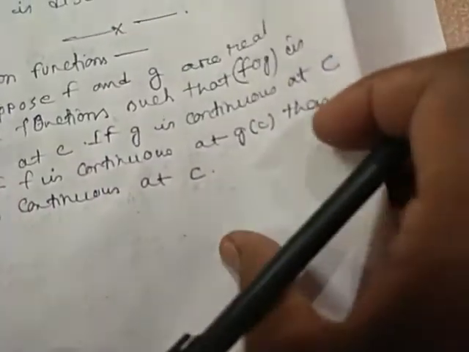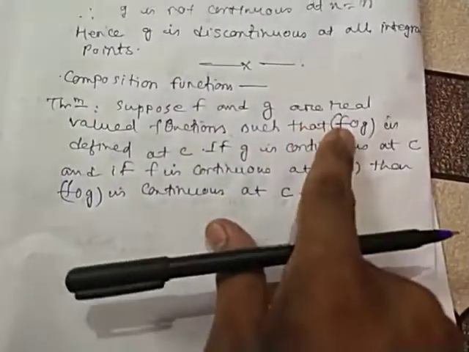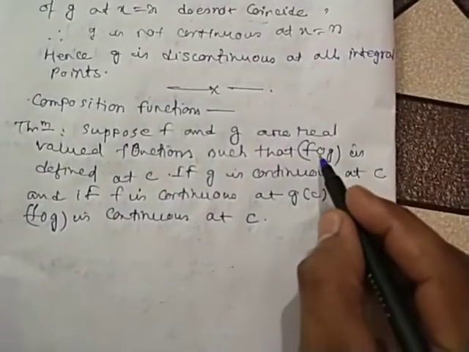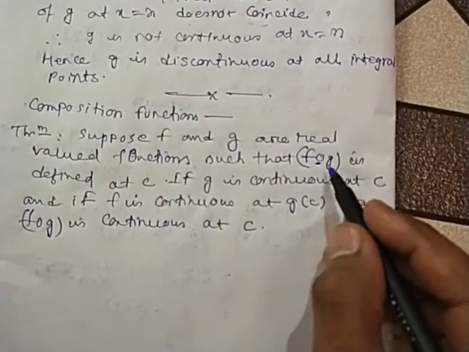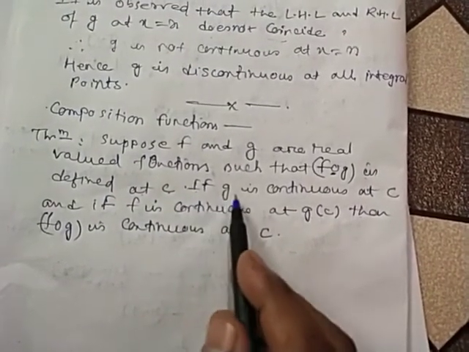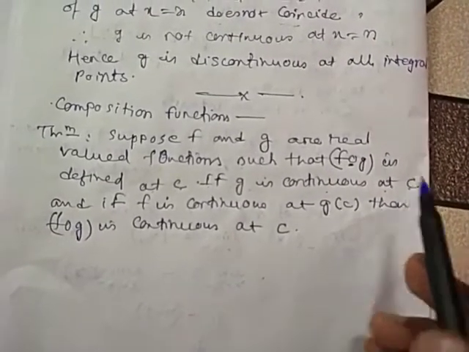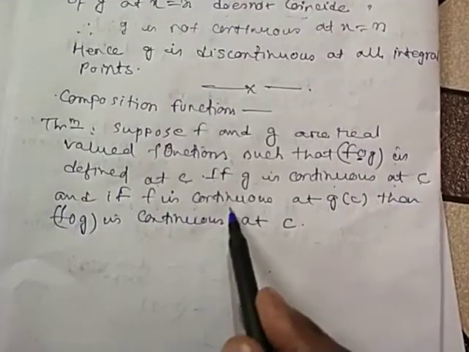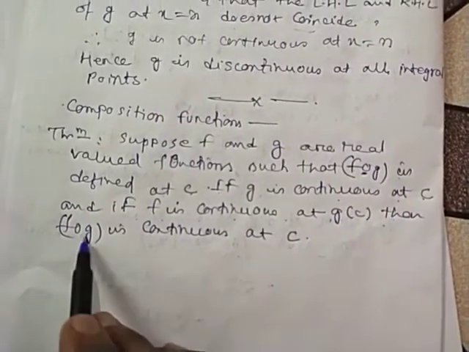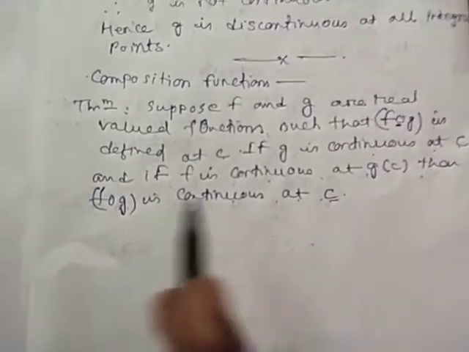Suppose f and g are real valued functions such that f o g is defined at c. What is c here? The point. If g is continuous at c, and if f is continuous at g of c, then f o g is continuous at c.